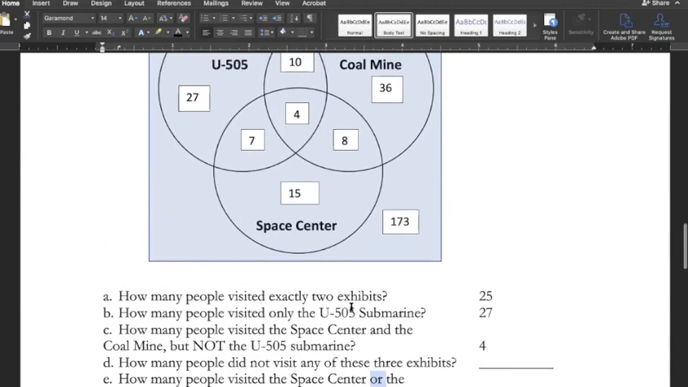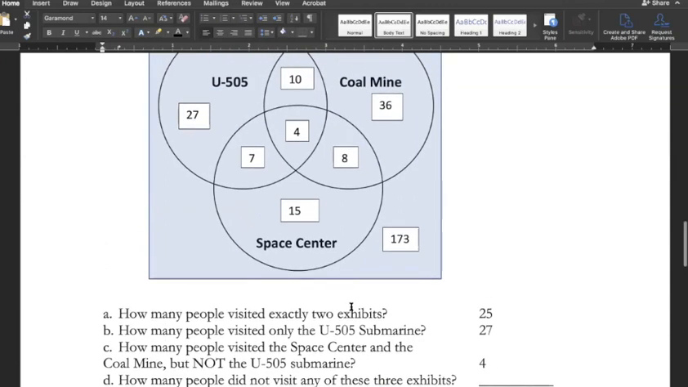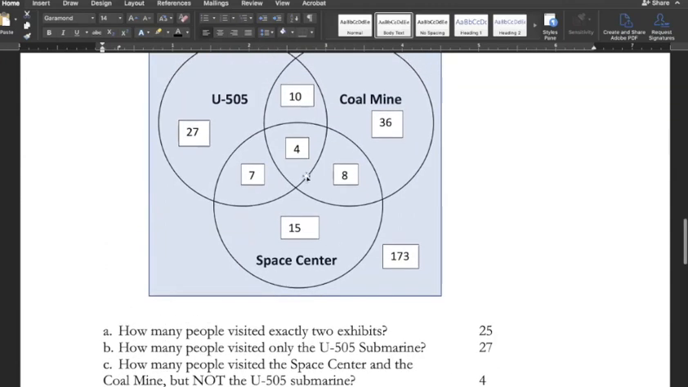So let's look at all the people. Let's look at the people who visited the Space Center or the coal mine. These people visited the coal mine, okay? And these people visited the coal mine. These people visited the coal mine. These people visited the coal mine. These people visited the Space Center, as did these people, and these people.